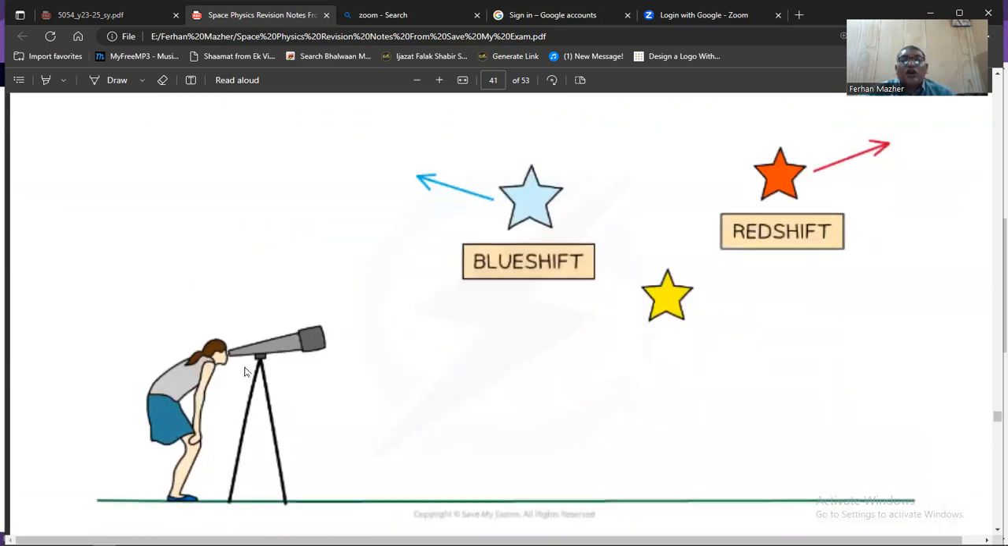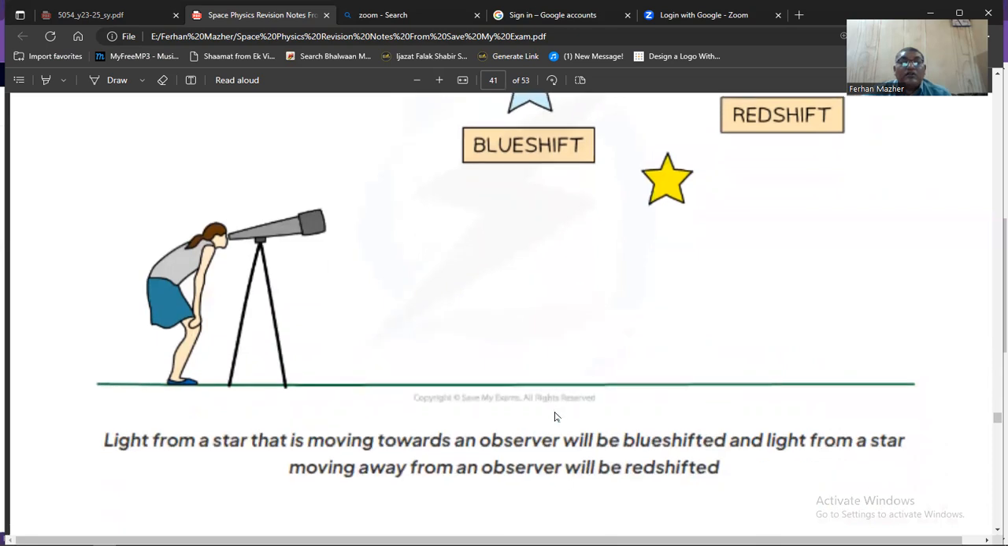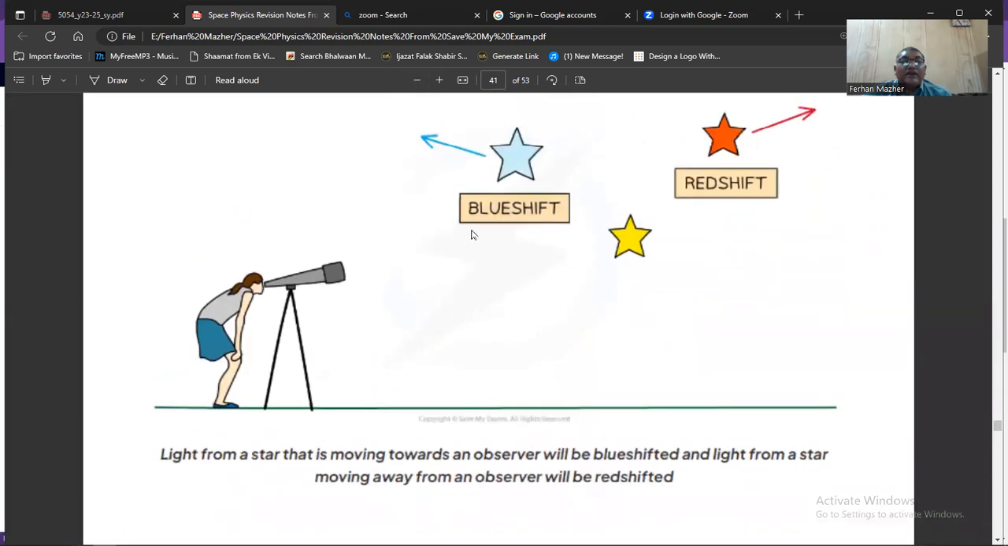So, if you are observing a star and the star is moving towards you, then it will have a blue shift. If the star is moving away from you, then it will have a red shift. So here we have, it says the light from a star that is moving towards an observer will be blue shifted, and the light from a star moving away from an observer will be red shifted.